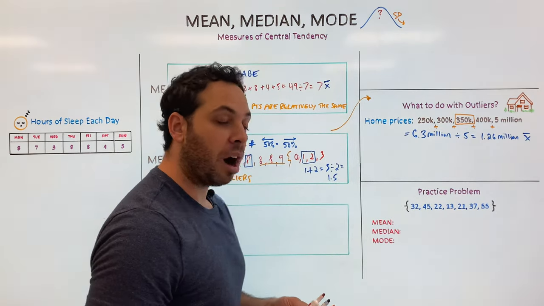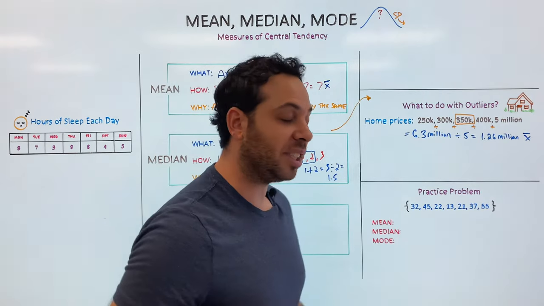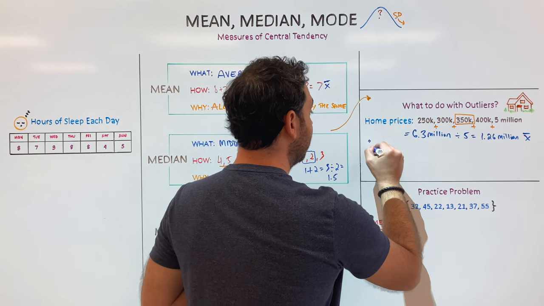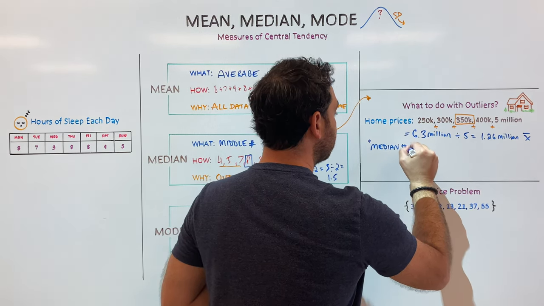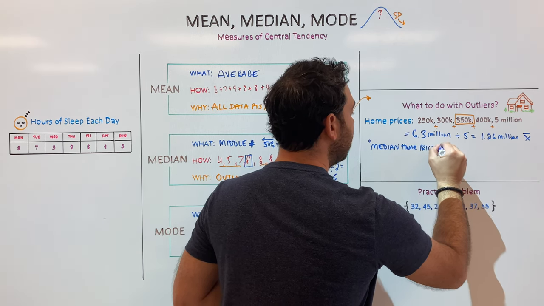350,000 becomes our median. And by the way, if you look up on Zillow and other websites, home prices, rarely do they say the average or mean. They typically say the median home prices. Home prices, okay? They usually talk about the median and not the mean.